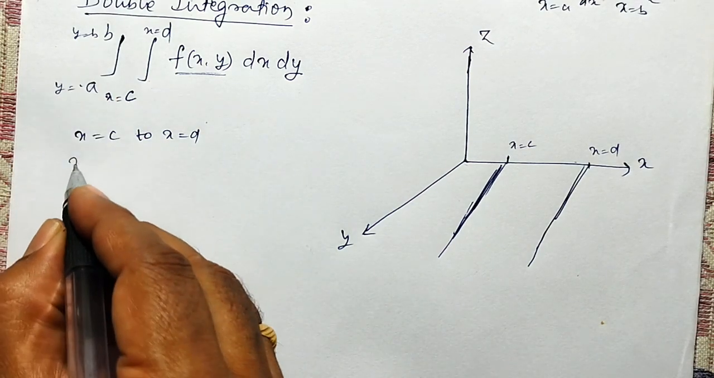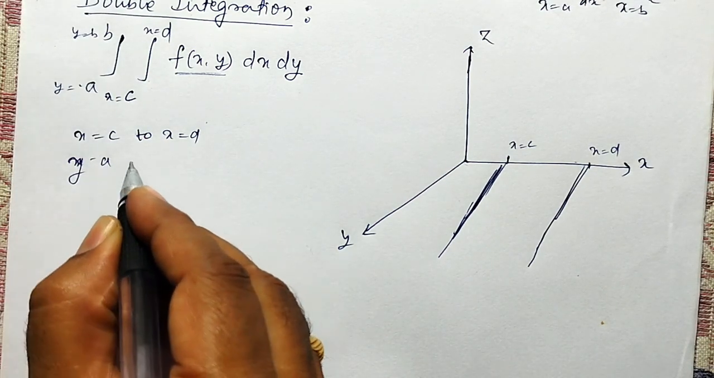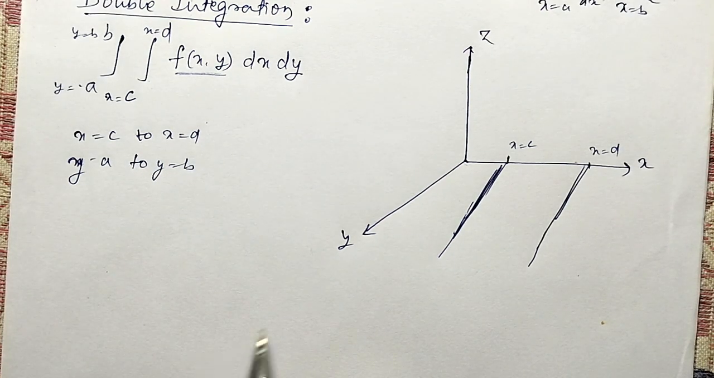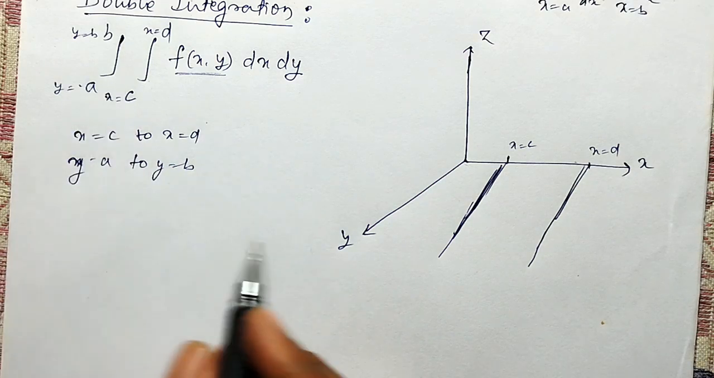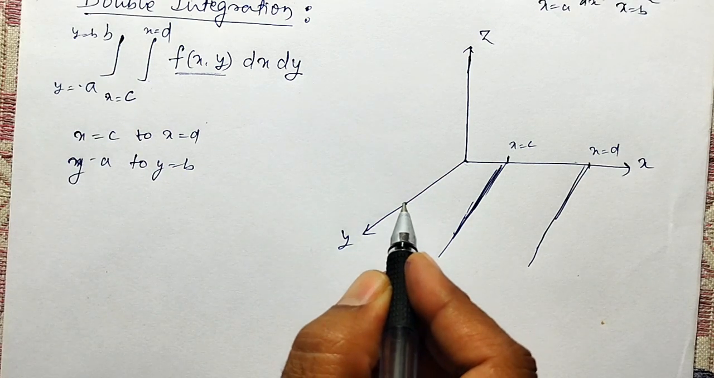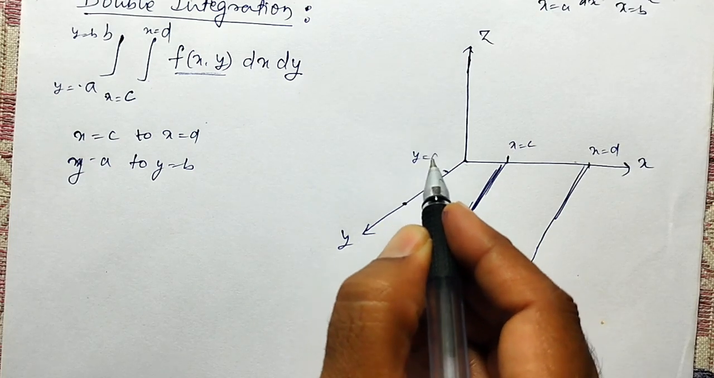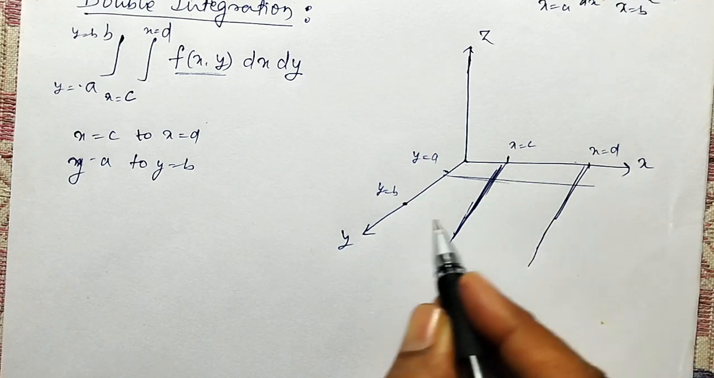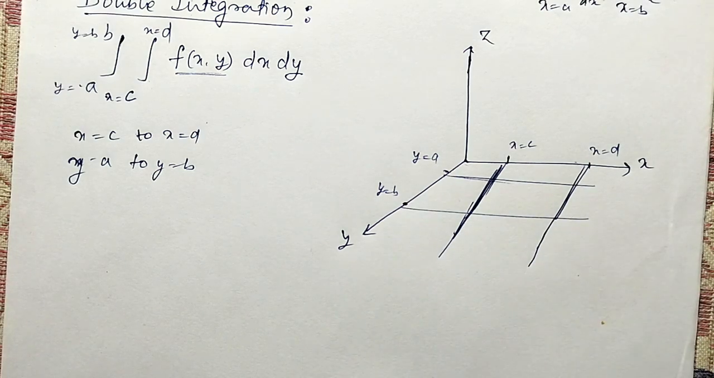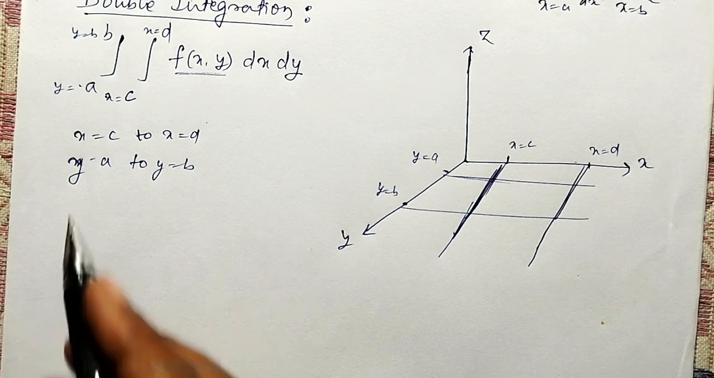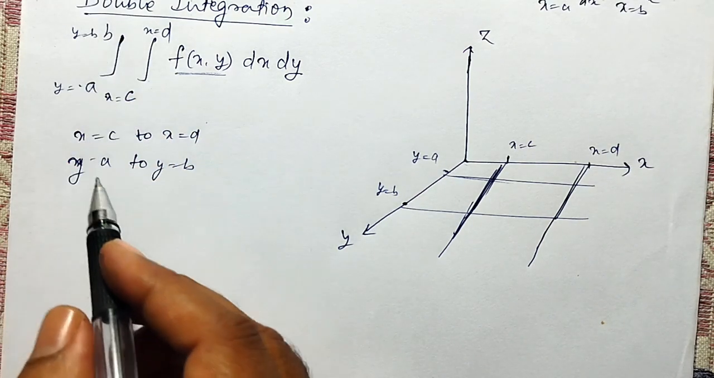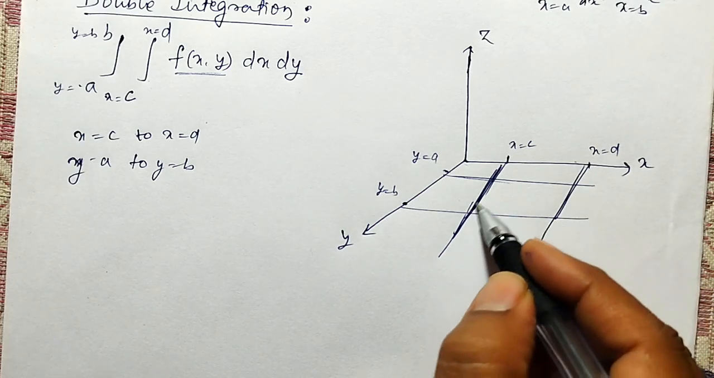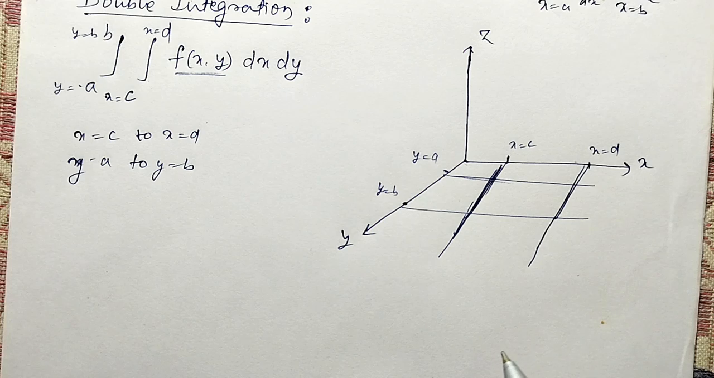Similarly, y equal to a and y equal to b also represent straight lines parallel to the x-axis. Let me consider y equal to a and y equal to b, two straight lines parallel to the x-axis. Therefore, these limits together form this rectangular area in the xy plane.